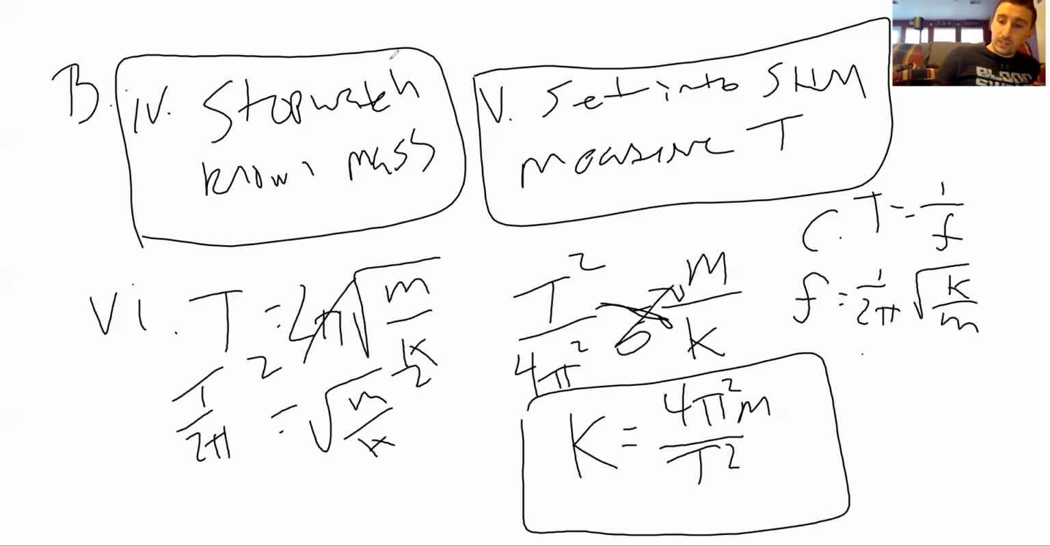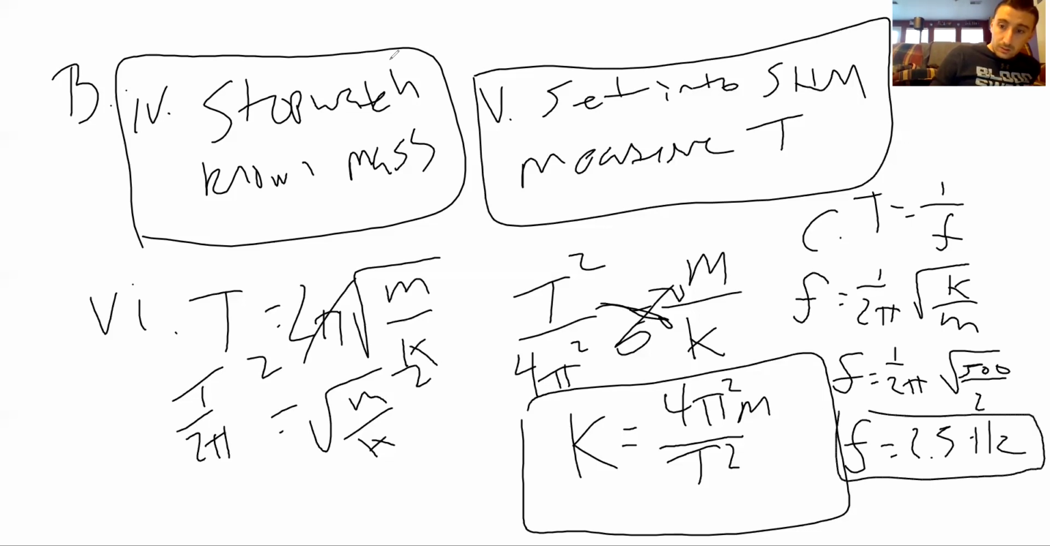I'm looking for frequency. 2 pi. K is 500. M is 2. Do it on your calculator. You should get 2.5 hertz. Right. Pretty easy so far. Pretty easy stuff.